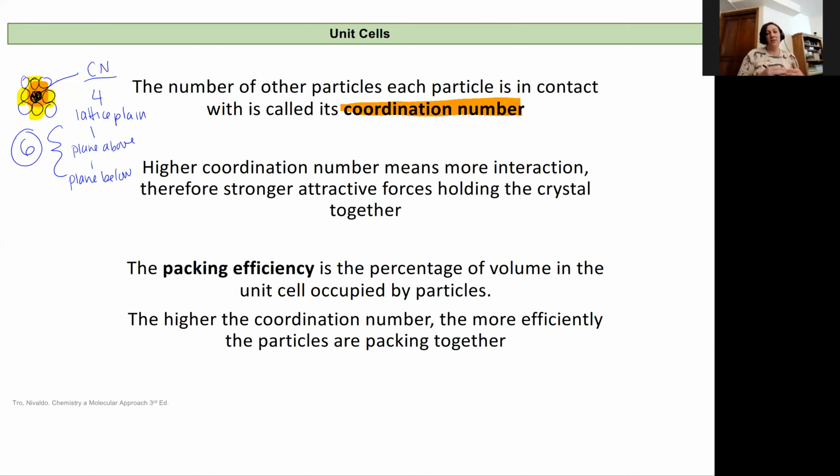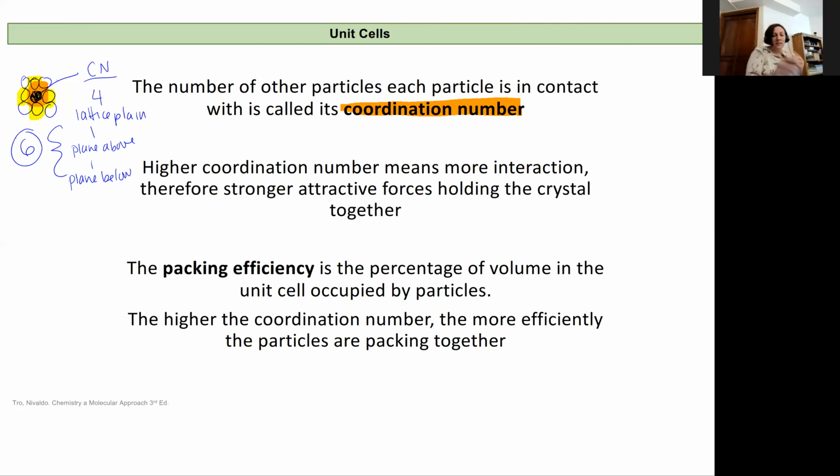And for each of our unit cells that we look at in this class, we'll evaluate that coordination number. And when we have a higher coordination number, when we have more atoms touching any one given atom, then we're going to have stronger forces holding that crystal lattice together. So it would be harder to break it apart. It'll be a stronger crystal lattice. It also will increase the density of it. The more atoms that can touch that atom, the closer those all are together.